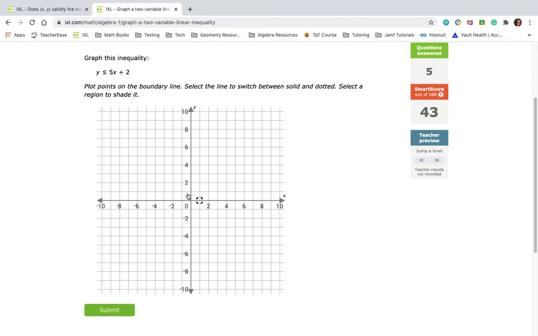So again, I'm going to plot a point at 2. I have a slope of 5. I'm going to go up 5 to the right 1. And then again, I have less than or equal to, so I'm going to leave it as a solid line. And then I'm going to plug in 0, 0. So is 0 less than or equal to 2? Because 5 times 0 is 0, so 0 plus 2 is 2. 0 less than or equal to 2? It is less than. So I'm going to shade the part with 0, 0.